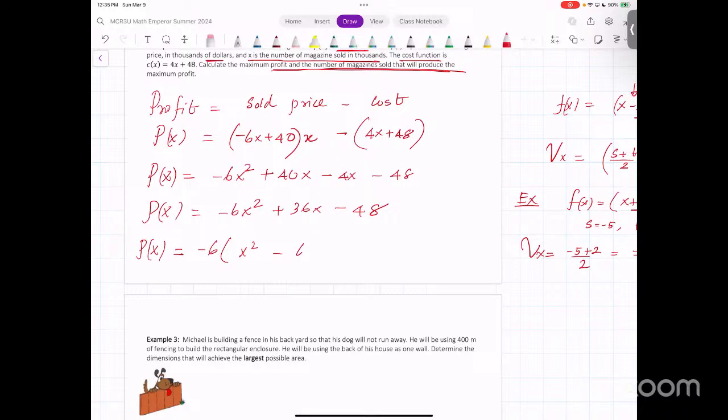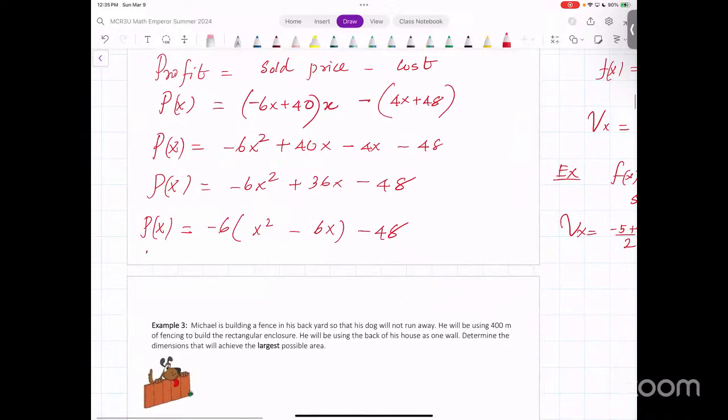So 6x. By the way, no class for you guys next weekend. So we will meet the following week. That's why I try to catch up on this unit. P of x is equal to negative 6 x squared minus 6x. What is half of 6? 3, 36. I mean 9.